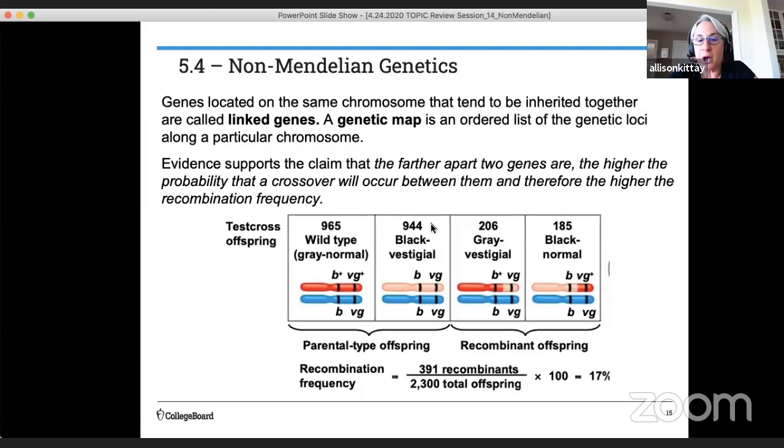So to determine the recombination frequency, we take the total number of recombinants, which is 206 plus 185, or 391 recombinants, and we divide that by the total number of offspring, which in this case is 2,300. We multiply it by 100 to get a percent, and you can see that the recombination frequency is going to be 17%. That means that the genes for body color and wing length are 17 map units apart.